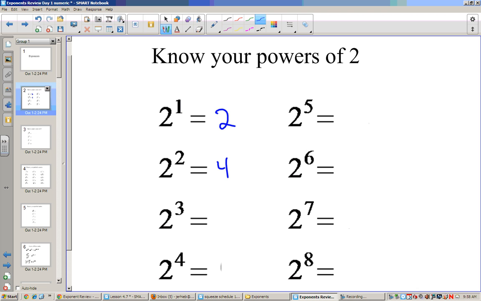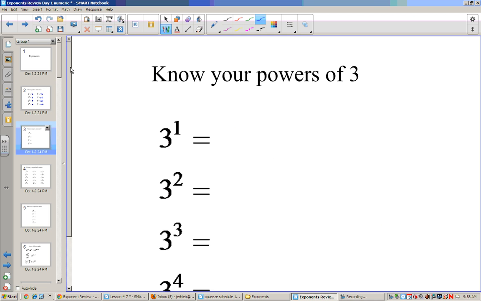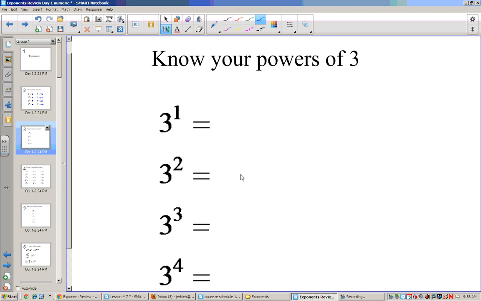So 2, 4, 8, 16, 32, 64, 128, and 256. All of these you should be able to do without a calculator. Now the powers of 3, we're going to only expect up to 4. So that would be 3, 9, 27, and 81.